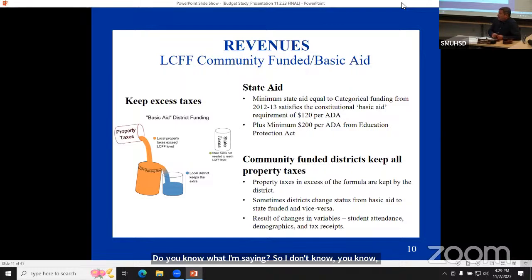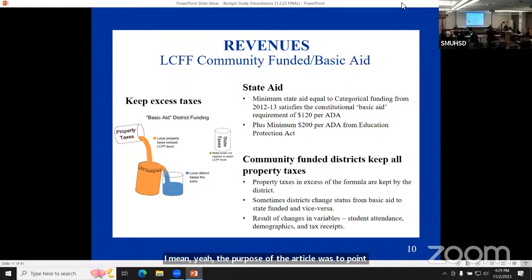I mean, the purpose of the article today was to point out the disparities in education funding and also talk about parcel taxes that are out there. Yeah, no, I definitely get it.